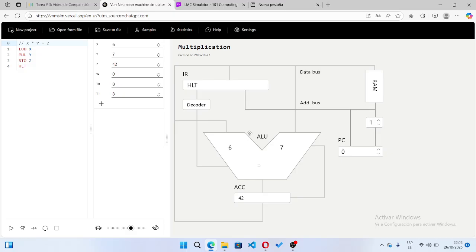Well, now the Harvard architecture works in a different way. It has two separate memories, one for instructions and another for data. This means the CPU can read a program instruction and a piece of data at the same time, which makes it faster and more efficient than the von Neumann model.